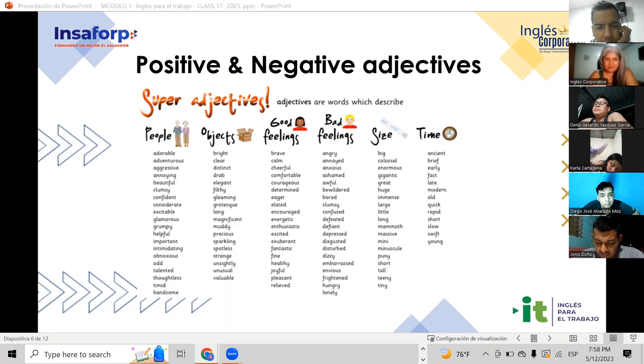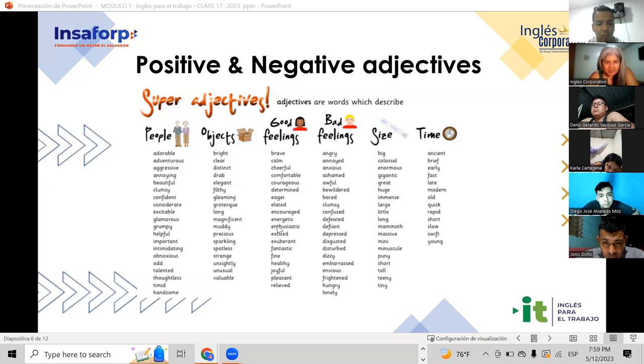Si usted está como así, como eager, es porque usted tiene deseos de aprender. Okay? Elated. Happy, excited. That is elated. Okay. Encouraged. Lo mismo que estábamos hablando de courageous, right? Que tiene mucho coraje por aprender.